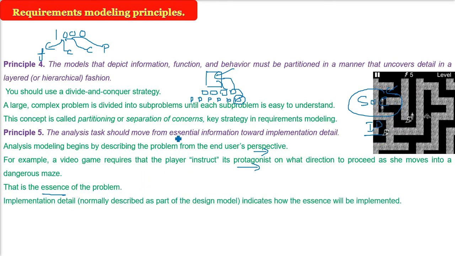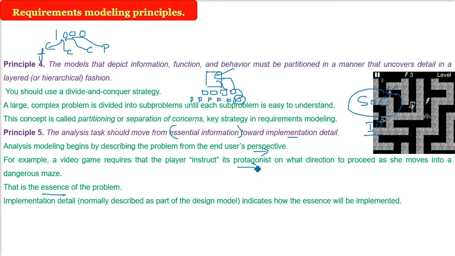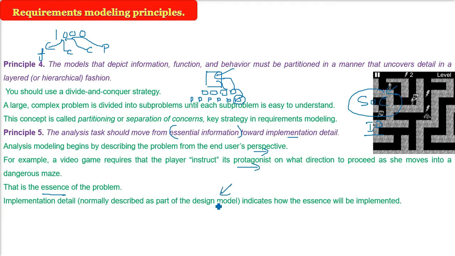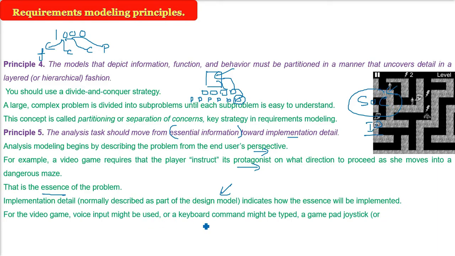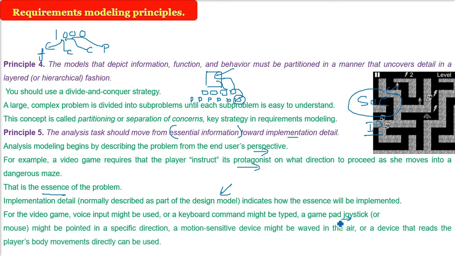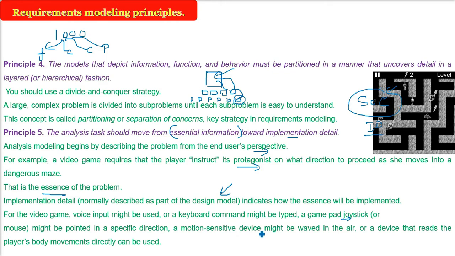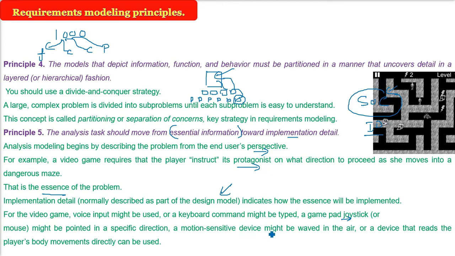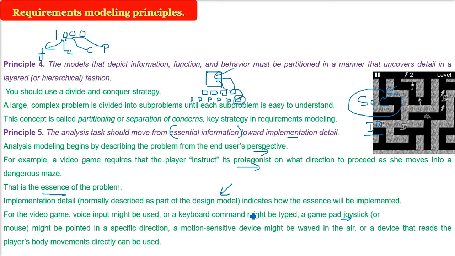That is a part of the design model. If you don't know the problem, if you don't know the essential information, there is no point in going to implementation detail. Here, in the design model, which is the implementation detail, you can give voice input or keyboard input. You can use a mouse, a joystick, or a motion-sensitive device. Some sensors can be there, so even if the user moves their hand or body, it should be noted and the hero moved in that direction. So this is the implementation detail, but the essence is something different.